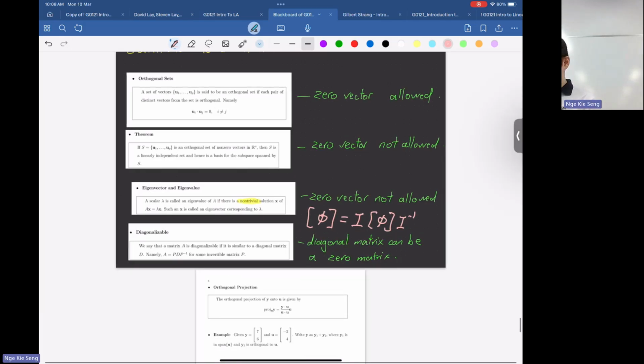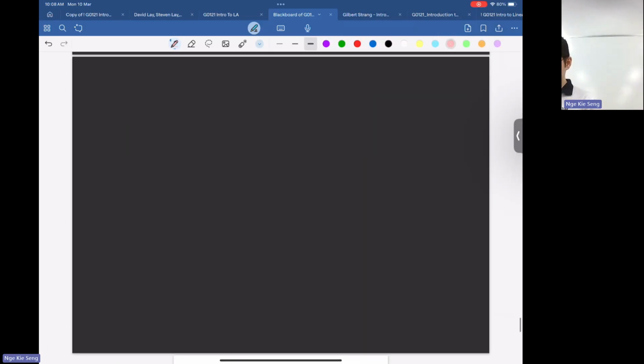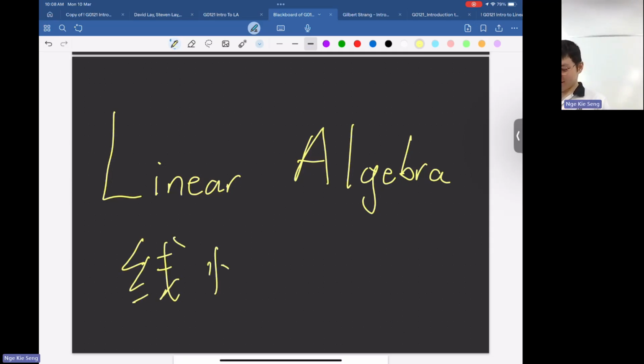Okay, since this is the last week, maybe we do some concept check here. So what is actually linear algebra? You already learned for 4 weeks here. What does it mean by linear algebra? Anyone have any idea? I think there's a very good translation from Chinese. What's the Chinese name for this course? I forgot how to write that.